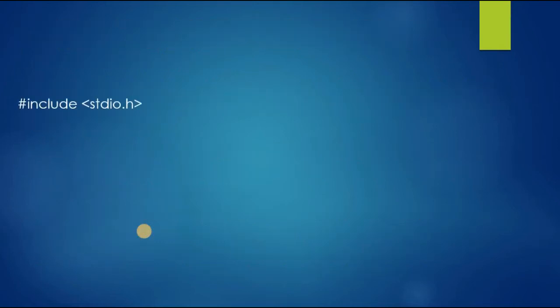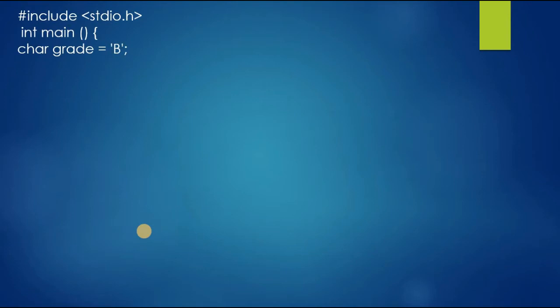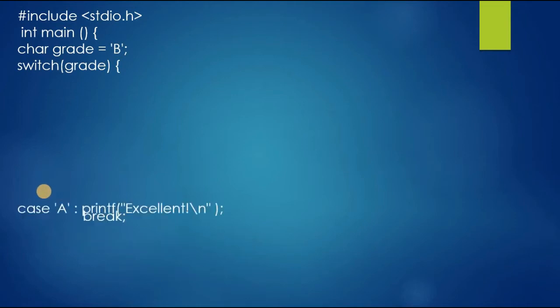Now we will see one program for a switch case. First we declared a preprocessor command. Then we declared a main function and inside the main function we declared a character variable, grade, equal to B. Then we declared our switch case. In the switch we gave the expression as grade. Then we open curly braces for our switch case.